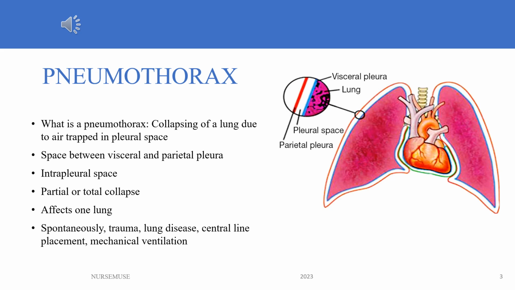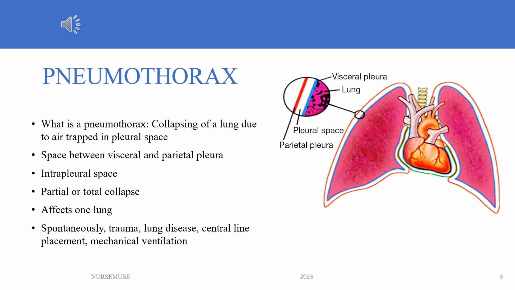So what is a pneumothorax? A pneumothorax is collapsing of a lung due to air trapped in the pleural space. Now you have a diagram over here on the right so you can see where the pleural space is. It's in between the lung and the parietal pleura. So it's right in that white area. So air is trapped in that space, the space between the visceral and parietal pleura. And this is an intrapleural space.